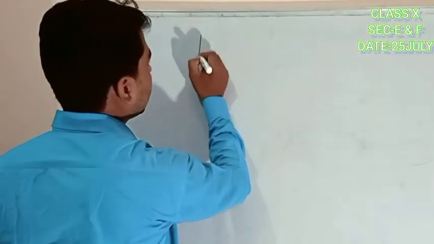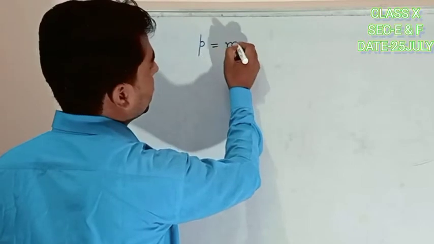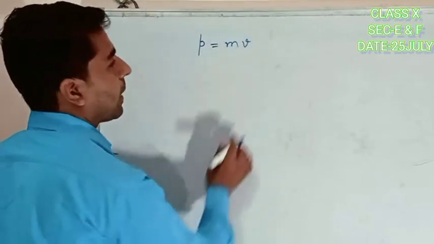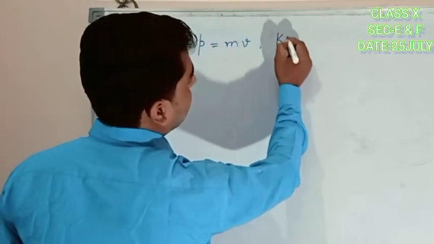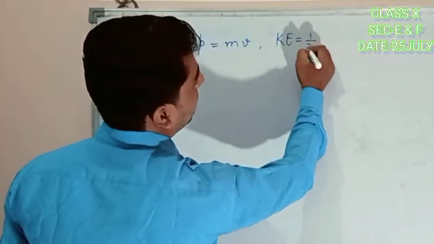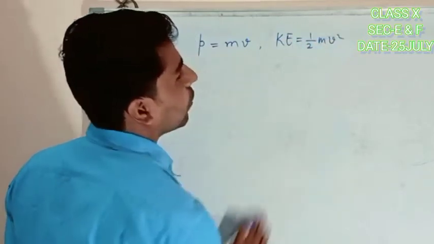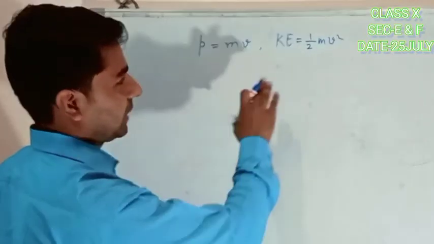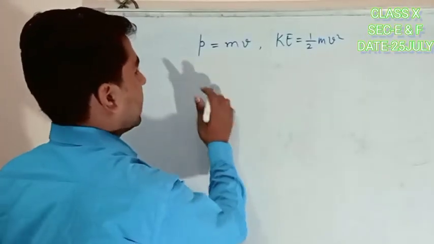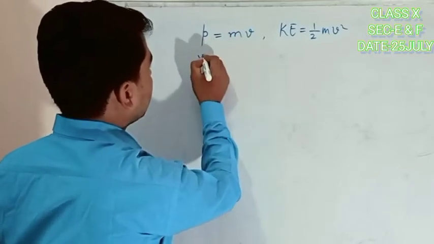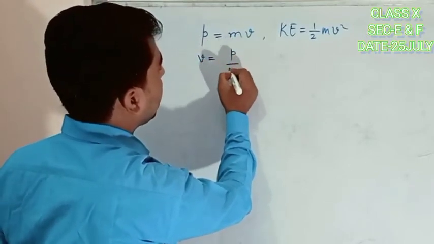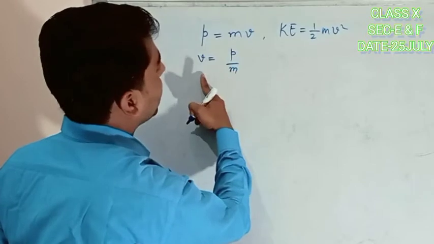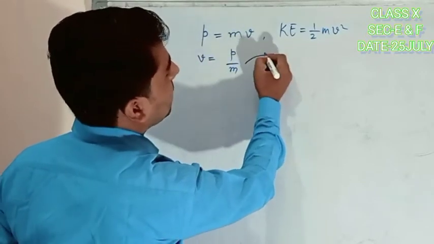Consider first the relation of momentum: P is equal to mass into velocity. And one more equation that we have: kinetic energy is equal to half mv square. We are going to relate these two equations, the kinetic energy and the momentum. For that, let the velocity be equal to P by m. We are going to put this velocity value in the kinetic energy equation.